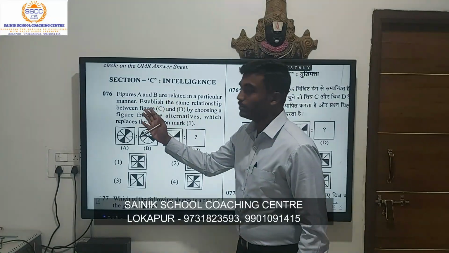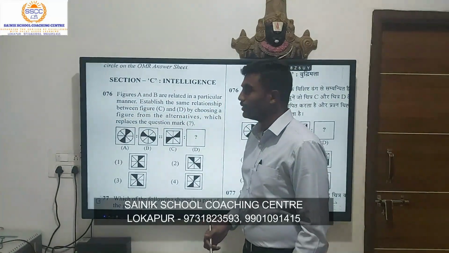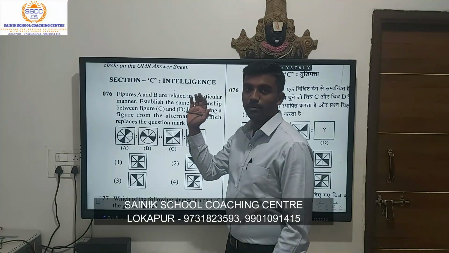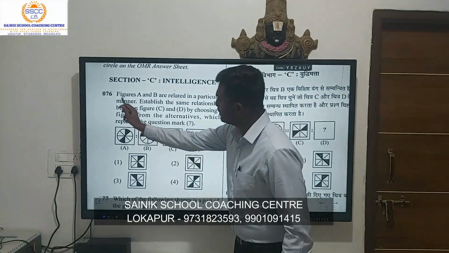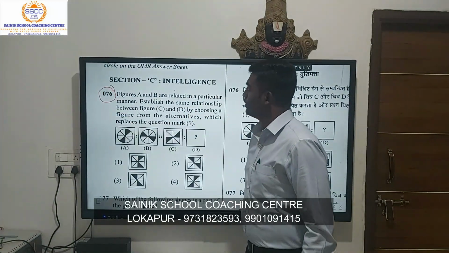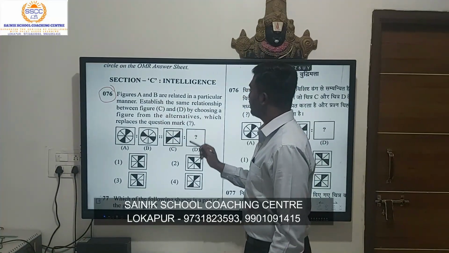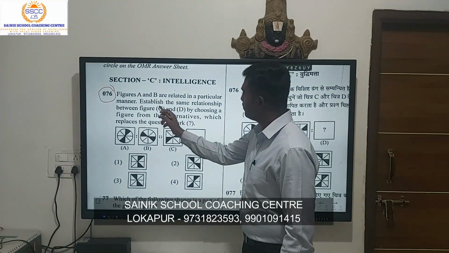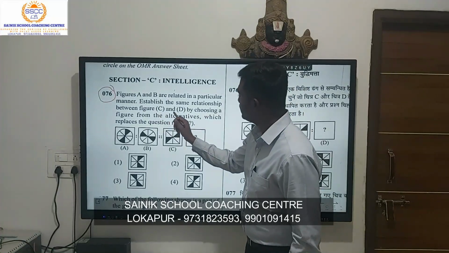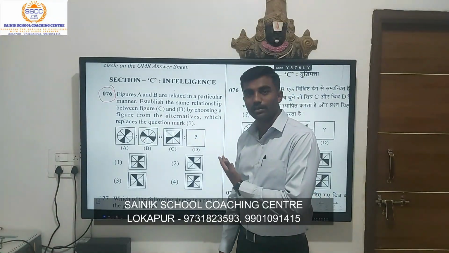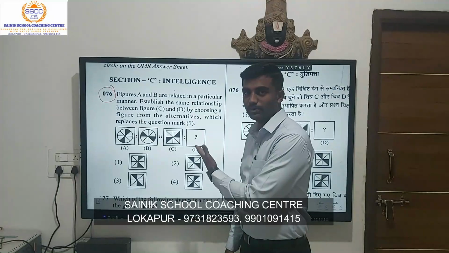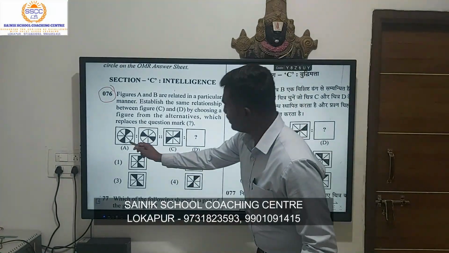Today we are seeing the section C part of the AISSE paper, that is the intelligence part of the paper. So looking at question number 76: figures A and B are related in a particular manner. Establish the same relation between figures C and D. Looking at the question, we are sure that this is a question from analogy. Just look at the figures.